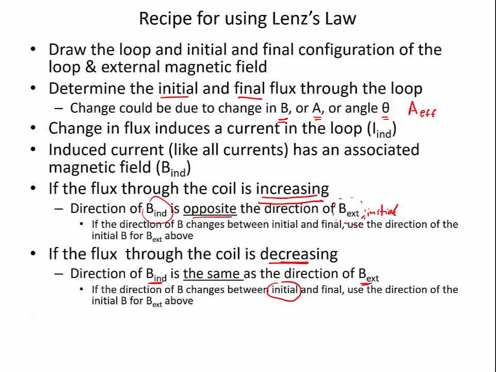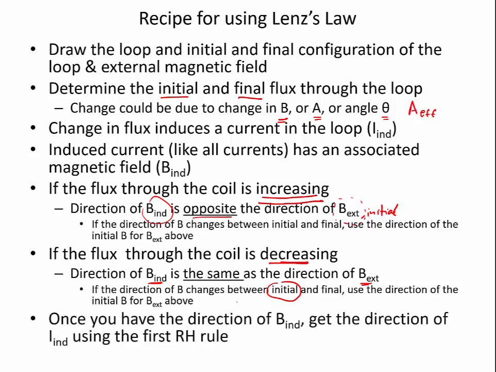And once we have the direction of B induced, we can use the first right-hand rule to get the direction of I induced. So we've got to work a little backwards on this. We've got to figure out the change in the flux. We've got to recognize if it's increasing or decreasing, which will then give us the direction of the induced magnetic field, which we can use along with the first right-hand rule to get the direction of I induced. So there's Lenz's law.